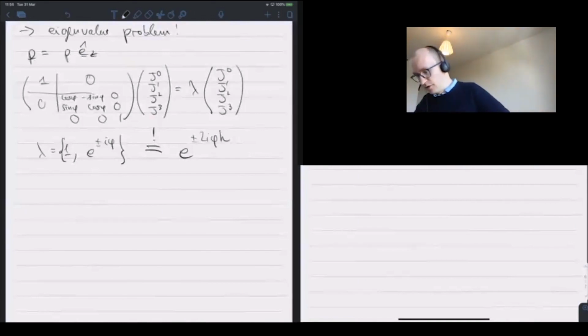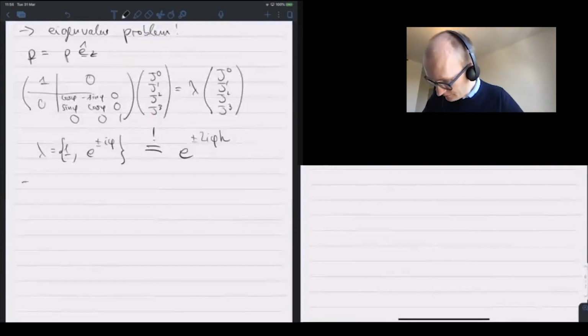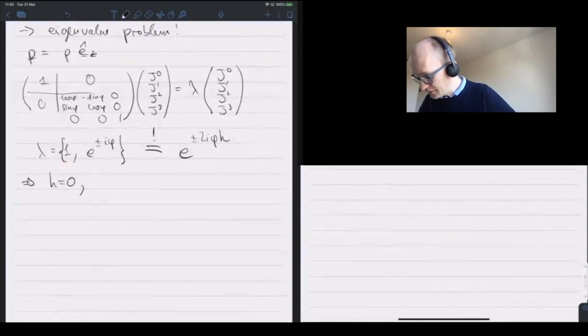So how can we solve it? Well, obviously we can have either h equal to 0. We can just write it: h is equal to 0. That gives me the eigenvalue 1. Or we can have h equal to 1/2, which gives me the eigenvalues plus or minus 1. But it's not consistent for any other h.